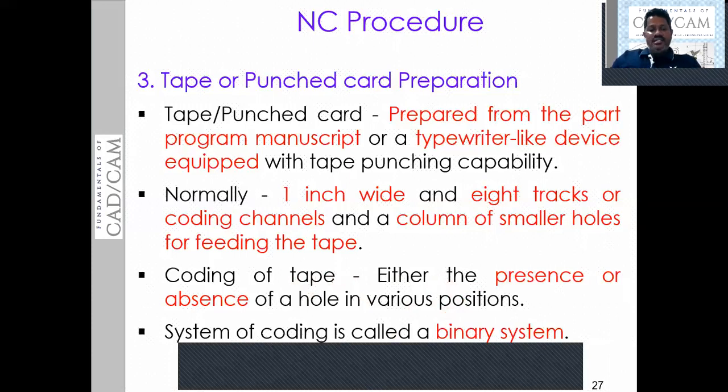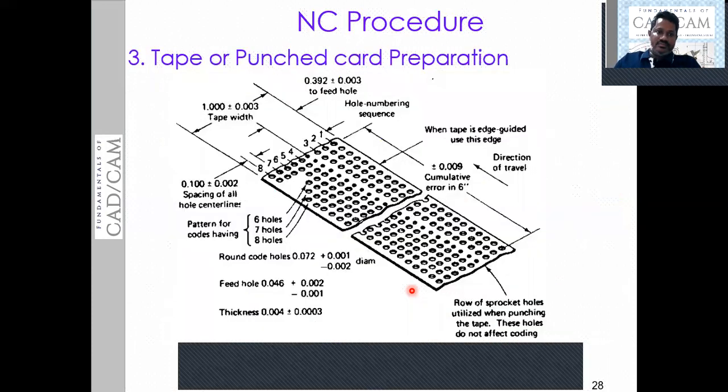This type of system of coding is called the binary system of coding. That means in this case we are using zeros and ones. If you have a hole, it has some significance. If the tape doesn't have any hole, that signifies something at a different location.